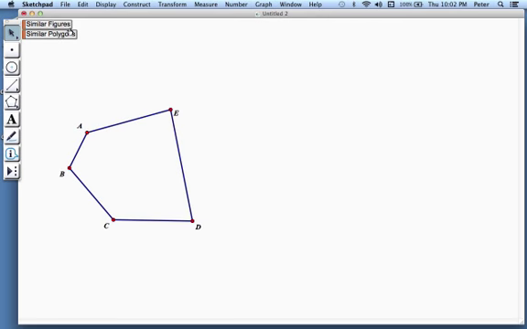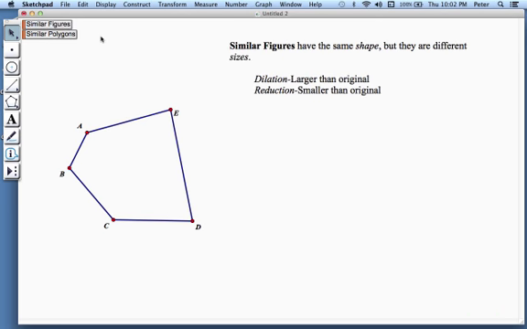Let's start by defining similar figures. Similar figures have the same shape, but are different sizes. That's due to the fact that they have the same size angles, but the sides are different sizes. In fact, the sides, as we'll see, are all proportional. There are 2 important terms. A dilation is larger than the original, and a reduction is smaller than the original.